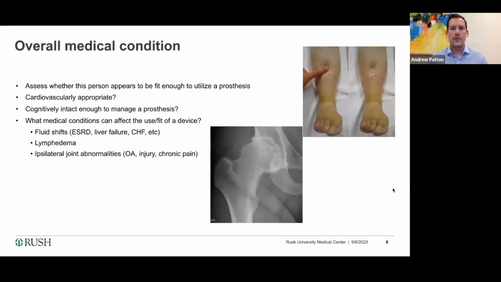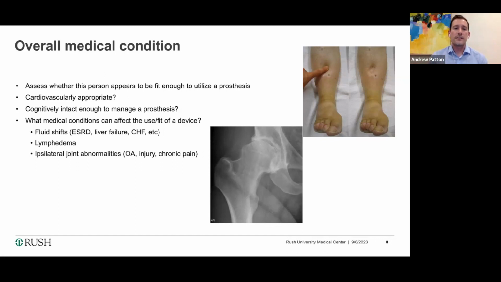So when we talk about overall medical condition, there's a couple of things that you want to think about. Again, as the physician on the team, you really want to be the leader in this area and be able to take this broad view. Maybe you have a prosthetist or a PT or OT that's working with you. They're going to have their focus and their expertise, and you need to be able to be on top of this and bring this to the table.